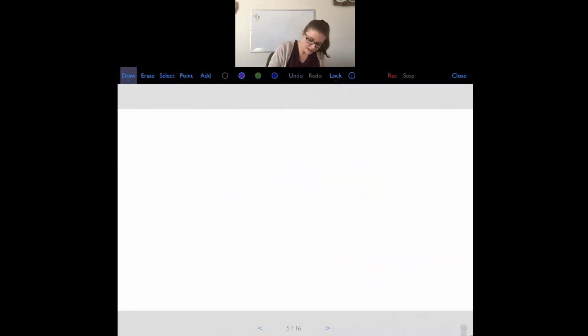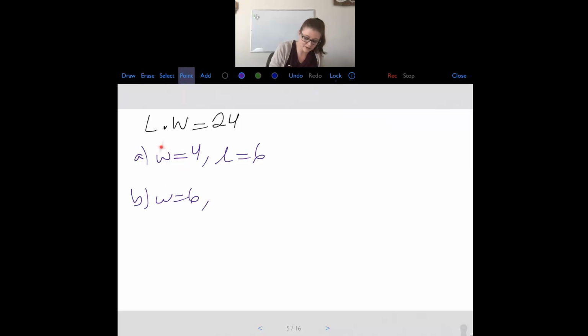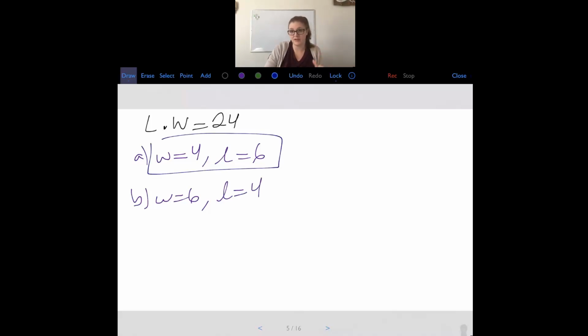We know that length times width is equal to 24. So that means scenario 1, if W is equal to 4, that means L is equal to 6. Or if W is equal to 6, so these are our two answers that we found on the previous slide, that means L would be equal to 4. Length is typically bigger than the width, so these would be our dimensions, 4 feet by 6 feet.